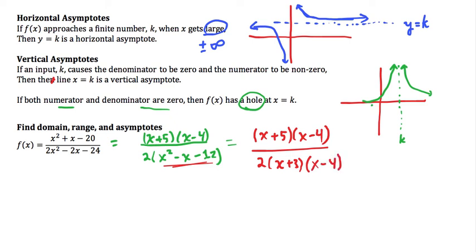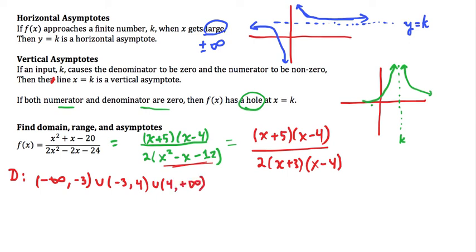Now, let's talk about the domain for a minute here. The domain is fairly simple. The domain is all real numbers except negative 3 and positive 4. If you put in negative 3, you'll cause division by 0. If you put in positive 4, you'll cause division by 0. So the domain, we can say, is all numbers between negative infinity and negative 3, in union with all numbers between negative 3 and 4, and in union with all numbers from 4 onwards to positive infinity.